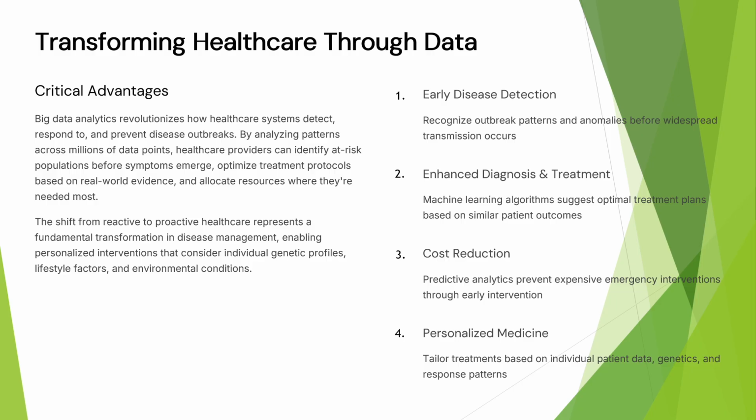First is earlier disease detection that recognizes outbreak patterns and anomalies before widespread transmission occurs. Second is enhanced diagnosis and treatment. Machine learning algorithms suggest optimal treatment plans based on similar patient outcomes. Third is cost reduction. Predictive analytics prevent expensive emergency interventions through early intervention. Fourth is personalized medicine, tailored treatment based on individual patient data, genetics, and response patterns.